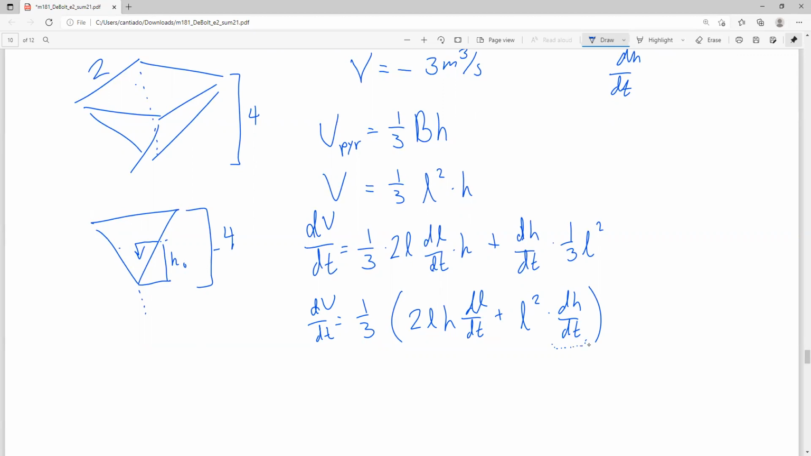However, we know what the change in volume is. Do we know what the height is? The height is going to be 1, right, of the pyramid right here. But we don't know what L is at this height, and we also don't know what the change in L is at that height. So we're going to need to calculate those first, I believe.